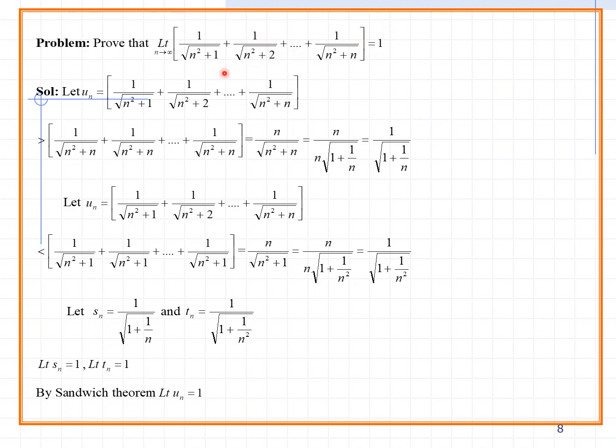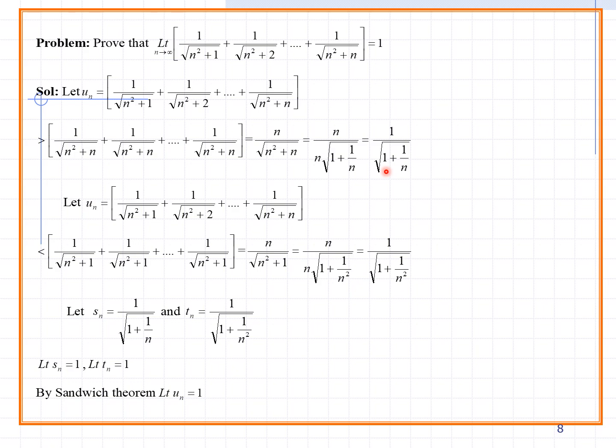So let us see this. Let our assumption be that Un equals this entire sum: 1 by root over n square plus 1 plus 1 by root over n square plus 2 plus and so on, plus 1 by root over n square plus n. The largest term is n by root over n square plus 1, and the smallest is n by root over n square plus n. Here I can take n as common in the denominator, and both n cancel, giving 1 by root over 1 plus 1 by n.